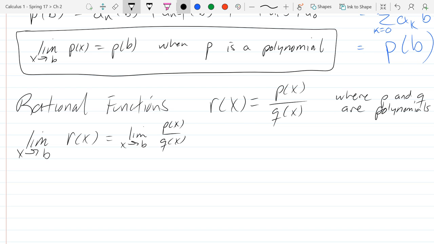So it should be pretty obvious what law we want to use in this form. Yes, I do have two polynomials, but at the moment I have a fraction or a division going on. So what law do I use? Quotient. We have to be very careful. There is some fine print on the quotient law. So I'll write out the quotient law, and then we'll scroll up and look at the fine print and see what it says.